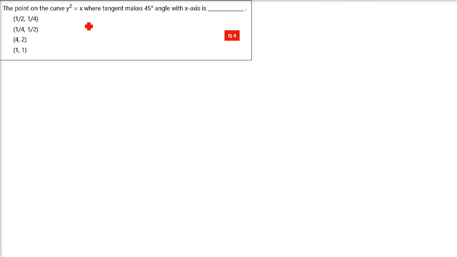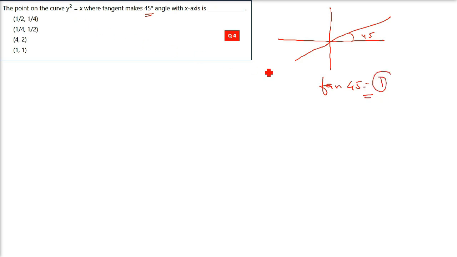The point on the curve y squared equals x where the tangent makes a 45-degree angle with the x-axis is. So let me make the coordinate axes, and the tangent is making a 45-degree angle with the x-axis. Let's assume it is passing through the origin. So this is the 45 degrees we are talking about. Now this says that the slope is tan 45 degrees. The angle is already given, you just have to put a tan in front of it. So tan 45 degrees is 1. So this slope, which we'll get from here, we will equate to 1.